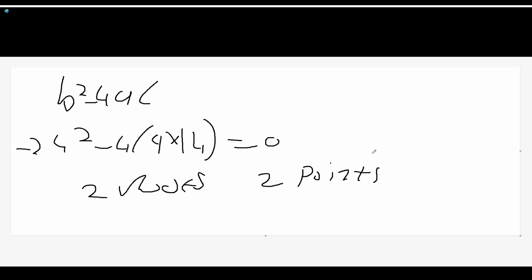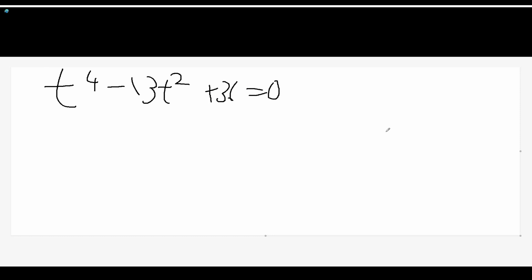Okay. Now we're going to go into some more advanced substitution, which can kind of feel like cheating at times because it is. And you've got to be careful with it, but it does lead you to be able to solve some rather annoying equations. So we're going to take an example of a quartic equation, right? We're going to take t to the power 4 minus 13t squared plus 36, and let that be equal to 0.